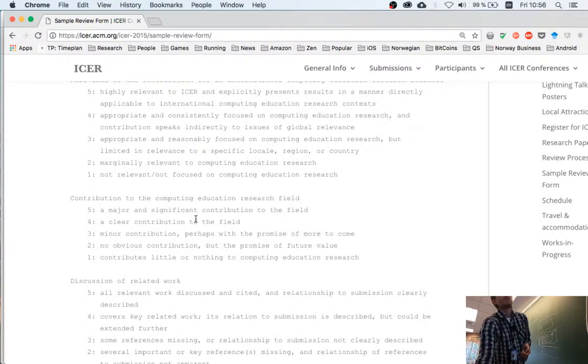Then you have contribution: how significant is the paper? In conferences, if somebody states something obvious, which everybody knows anyway, then it's insignificant. But if somebody challenges something that everybody understands, and the paper says no, it's not true because of this, then it's very significant. So you're usually judging how significant something is.